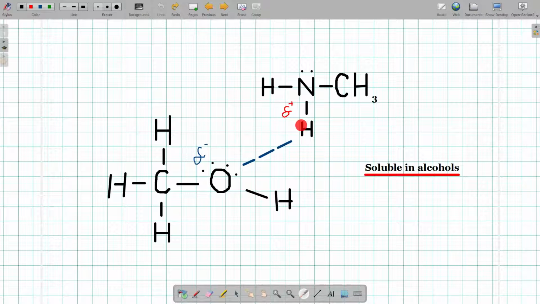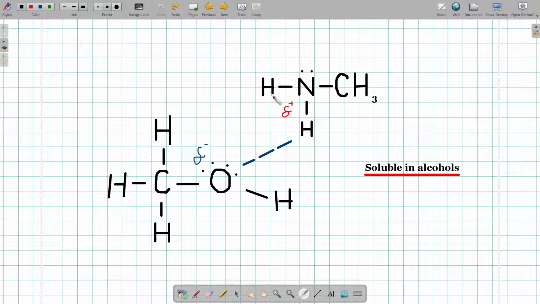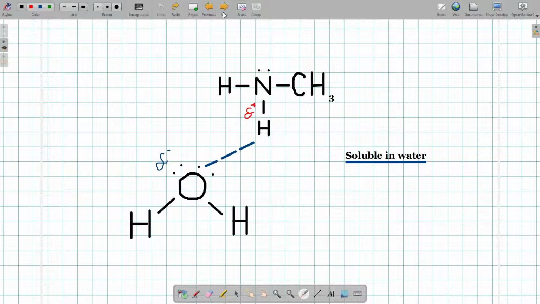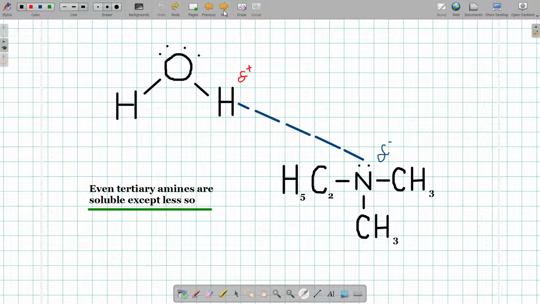If we go back to here, this primary amine will have a higher boiling point than a tertiary amine and even a secondary amine, because it's got two hydrogens here which can form hydrogen bonds with alcohols or water, whereas the secondary amine will have only one hydrogen and a tertiary amine has no hydrogens. The more hydrogen bonding present means that there will be a higher boiling point. So primary amines, out of primary, secondary and tertiary amines, have the highest boiling point because the most hydrogen bonds are formed.